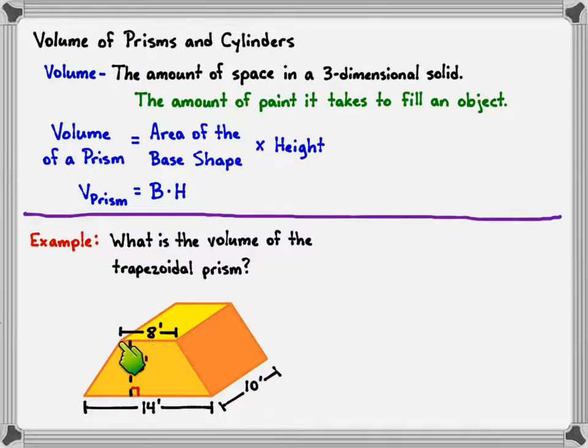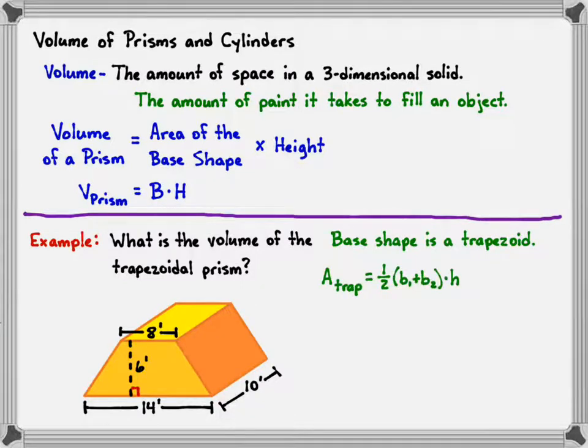Well, we can see that this front shape is a trapezoid, and the shape behind it is also a trapezoid. Those two trapezoids are parallel and congruent. So in this case, the base shape is a trapezoid. So what we need to do is find the area of the base. In other words, we need to find the area of the trapezoid.